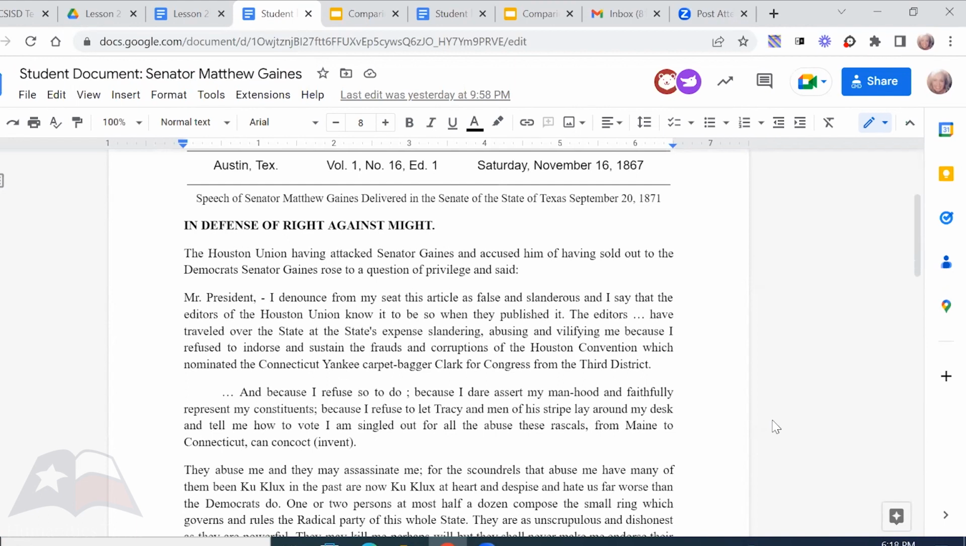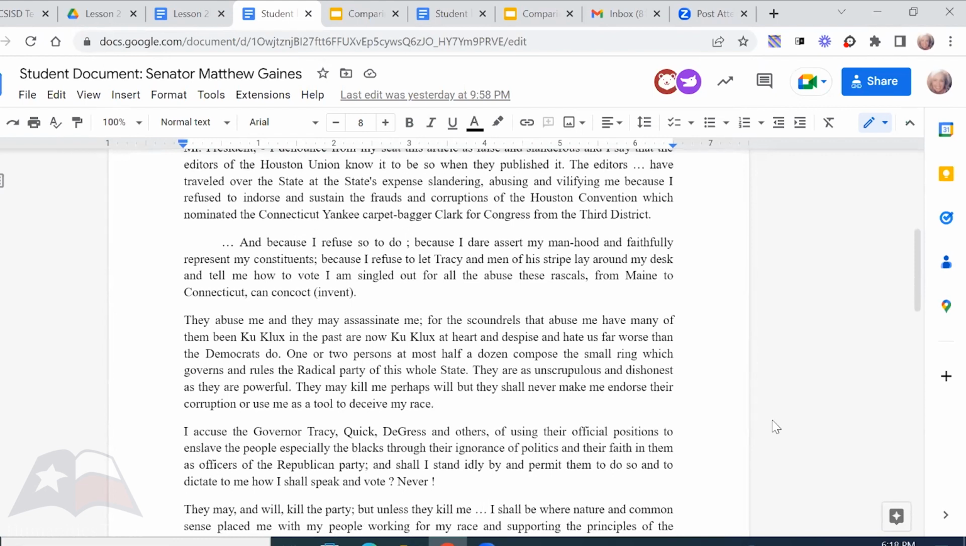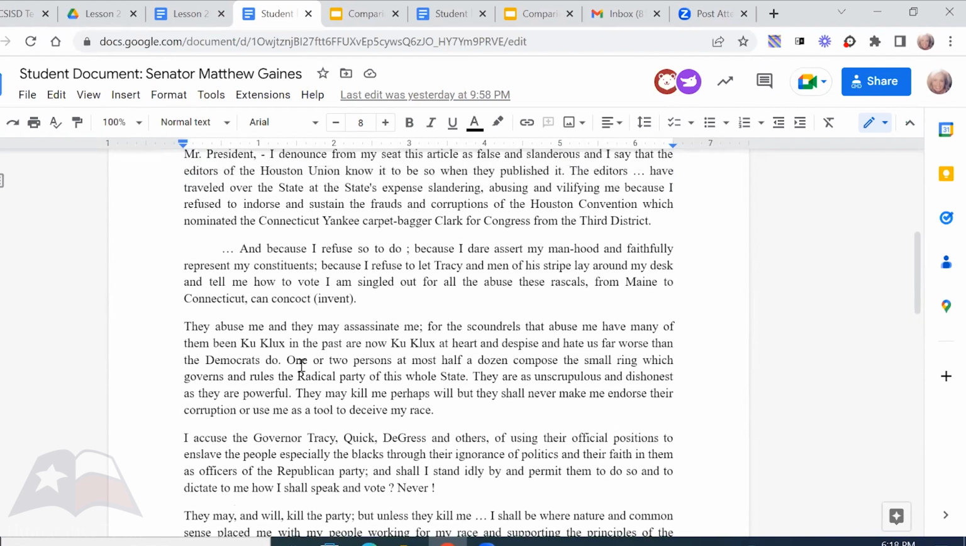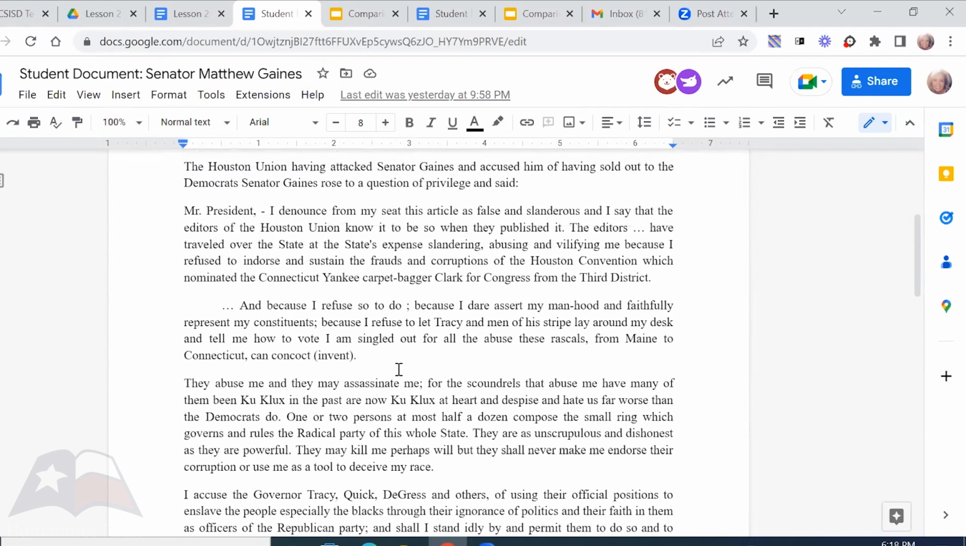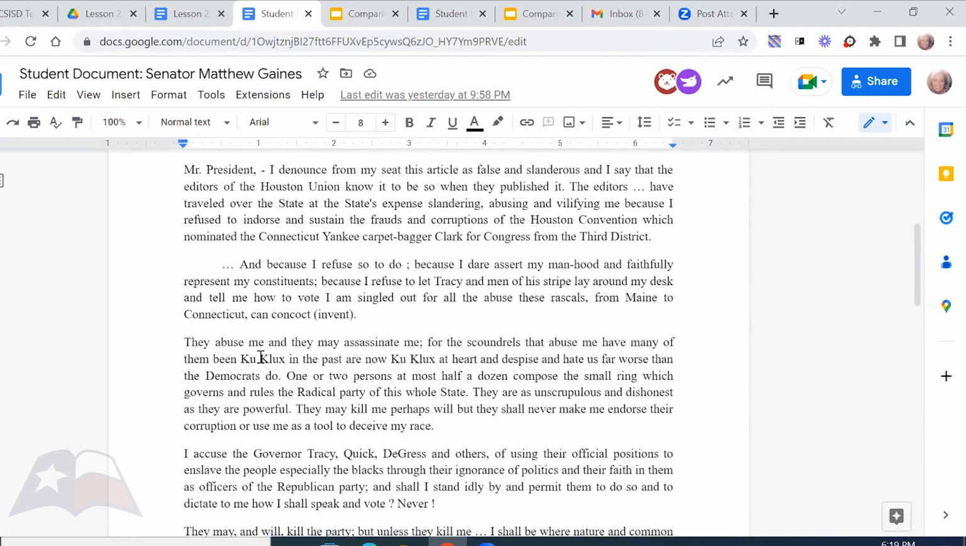He's really standing up for all things right, and he's calling out all of these people that are just running the political parties into the ground, and he's tired of it. He's sick of it. I want to point out a couple of things that he says in his speech. He's calling them slanderous. He's calling out the falsehoods, but he also says this. He says they abuse me and they may assassinate me. He literally says it out loud.